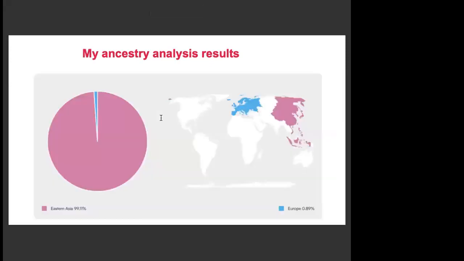Okay, this is a picture of my genetics results. A year ago, I was curious. I know that I'm from Asia, but I was curious about my ancestry. We can use genotyping to determine where you're from, your ancestry. So these are my results: 99.11% Eastern Asian ancestry and 0.89% European. If you've seen my son, you understand why his hair color is light. That's very interesting.